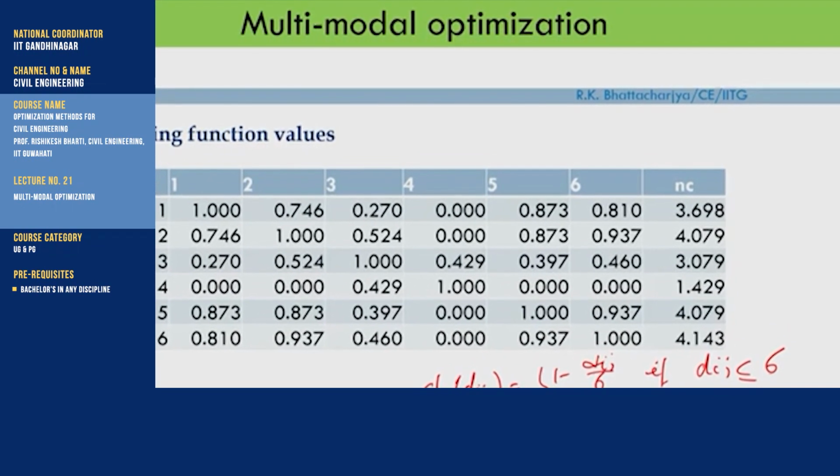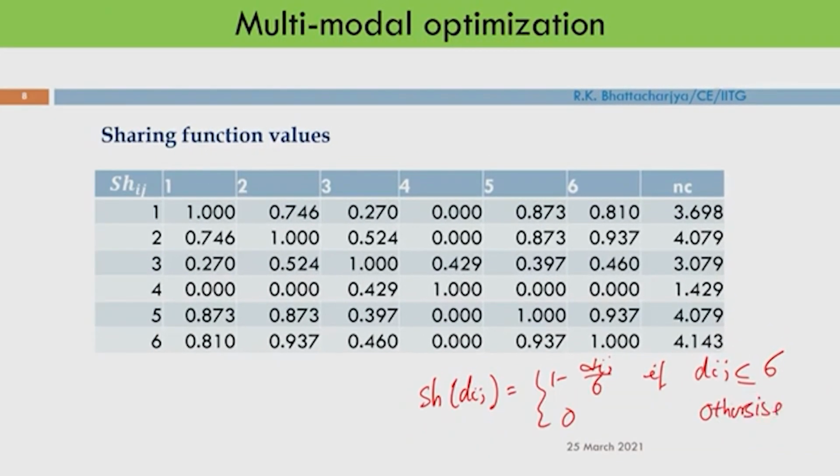Okay. Now, you can see that the distance between 1 and 1 is 0. So, therefore, Dij is 0, and the sharing function value is 1. Here also the distance is less than sigma. In this case I have taken sigma equal to 0.5. So, here it is less than sigma, so you are getting 0.746. Here also it is less than sigma, so you are getting 0.270.